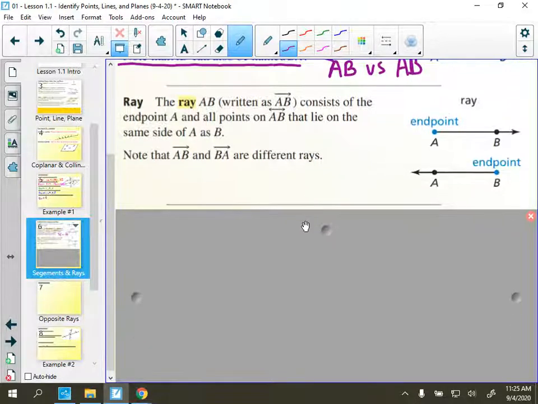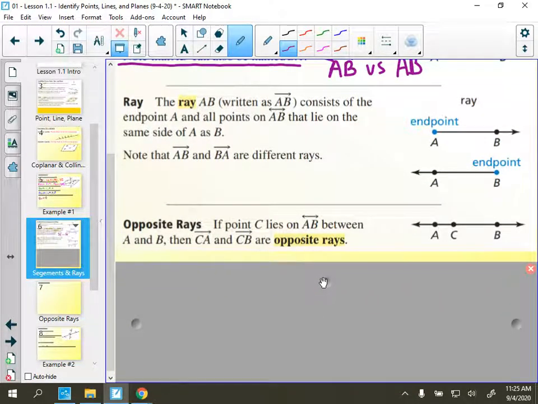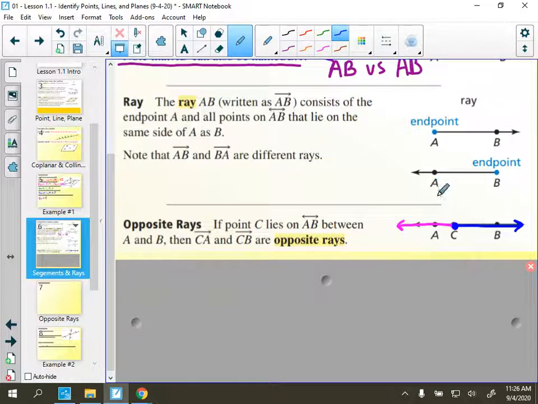The last piece that we'll look at, there's a definition here, the opposite rays. This definition I think is a little bit confusing. If point C lies on line AB between A and B, then rays CA and CB are opposite rays. I think if we highlight them in different colors, it illustrates it. So if I looked at ray CA starting at C and going forever that way, and looked at ray CB and everything that way, other than the endpoint, that's the only overlapping point, we're covering every single point on this line.